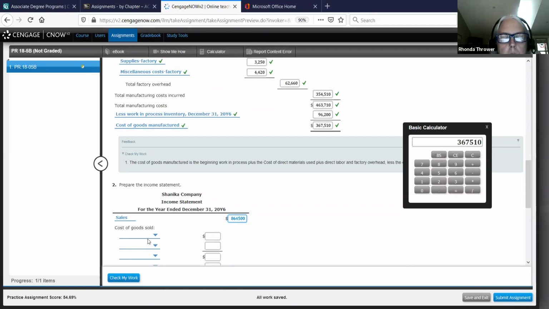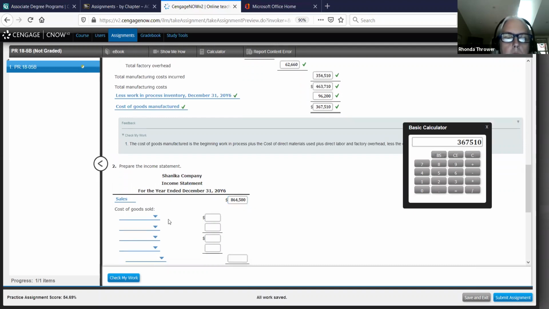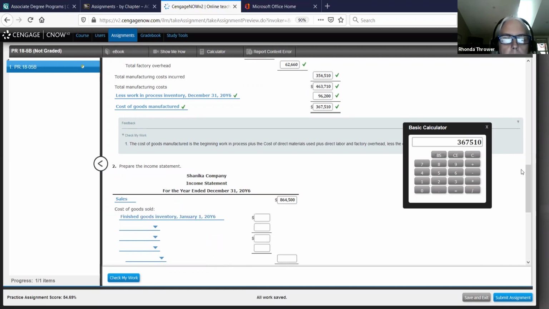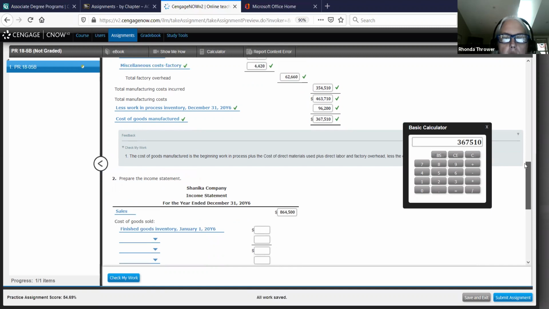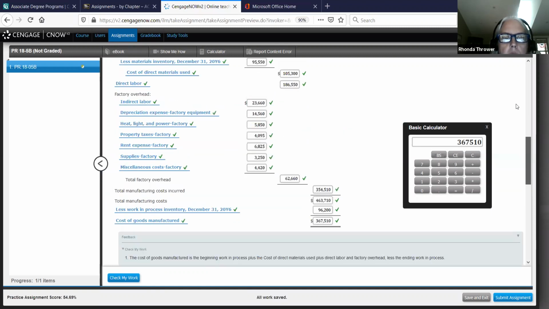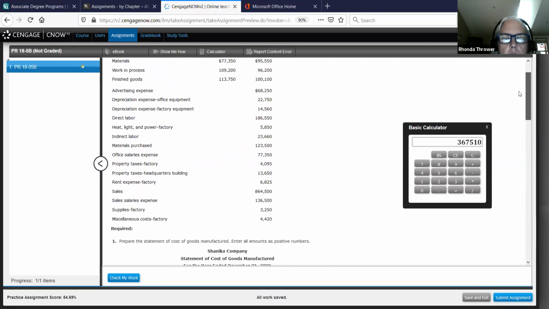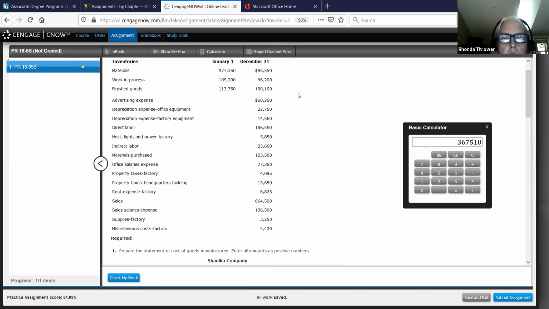Then we're going to calculate our cost of goods sold. In calculating cost of goods sold, we're going to need to start with our beginning finished goods inventory. And that beginning finished goods inventory was given to us. The beginning finished goods inventory was 113,750.